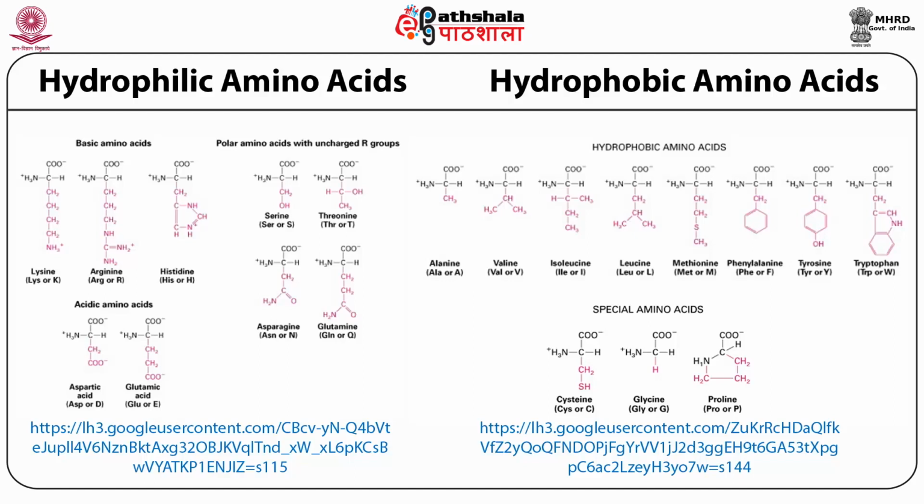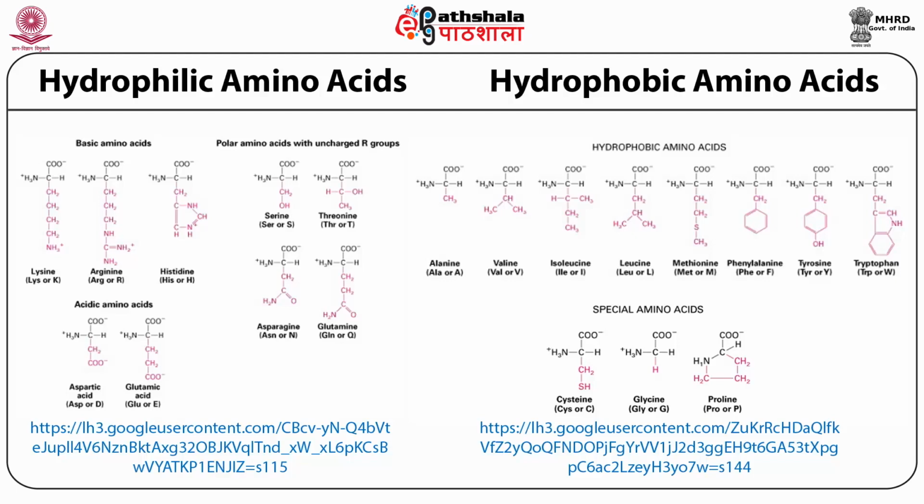Three amino acids, threonine, serine, and tyrosine, have a hydroxyl group attached to the side chain, whereas cysteine is similar to serine but contains a thiol or sulfhydryl group in place of the OH group.